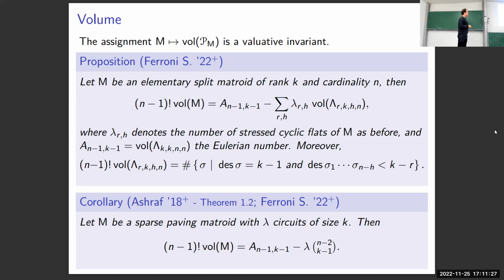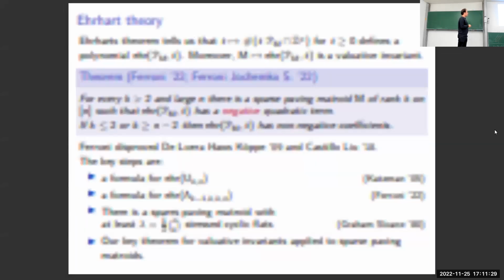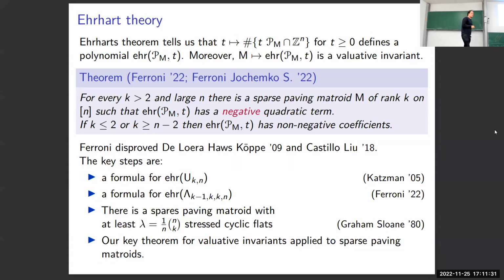Another standard example of a valuation is the Ehrhart polynomial. What is that? That counts the number of integer points of dilations of your polytope. Again, it's obvious that this is a valuation because every point which is in the union and not in the intersection is counted once, so it must be in one of the two polytopes, or if it's in both, it must be in both polytopes, or if it's also in the intersection. So therefore, this is clearly a valuation.